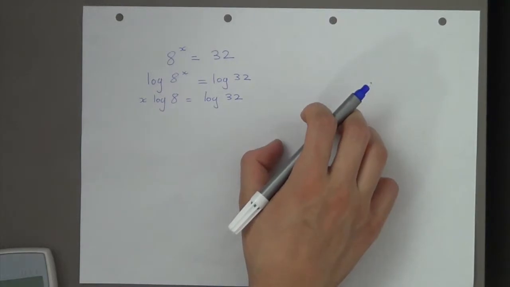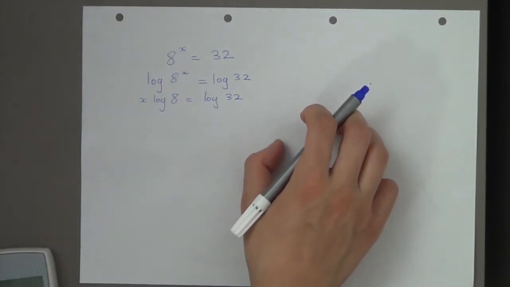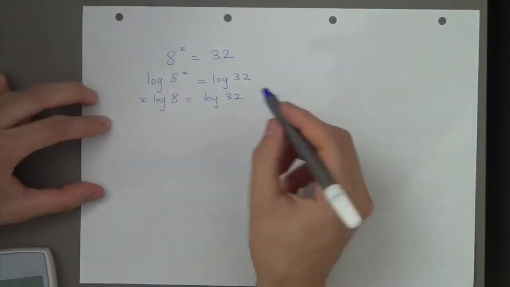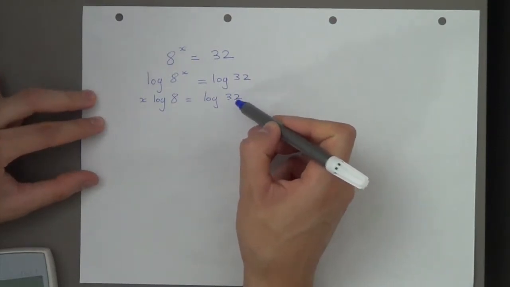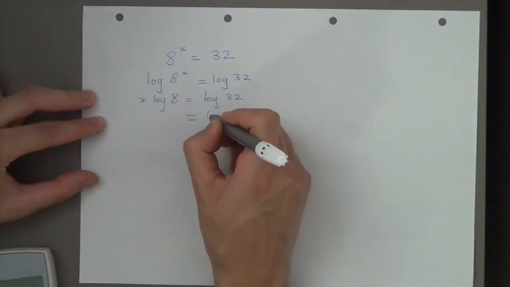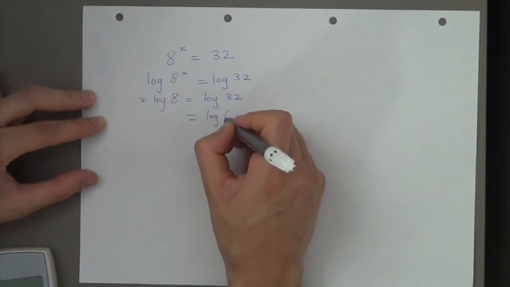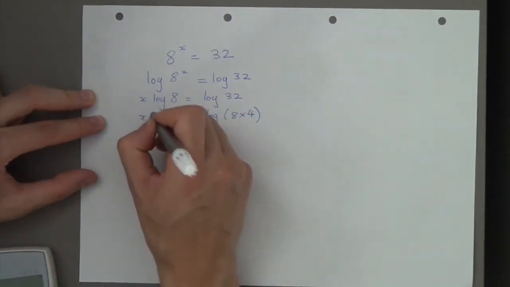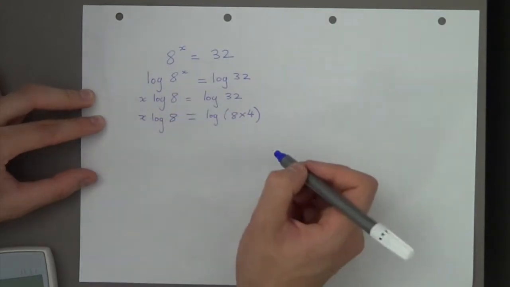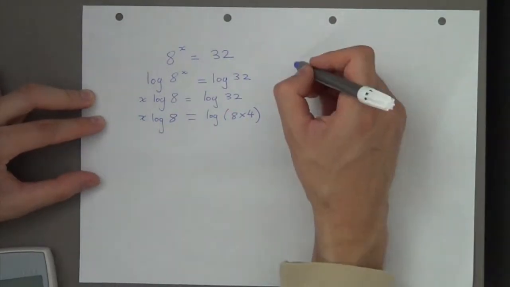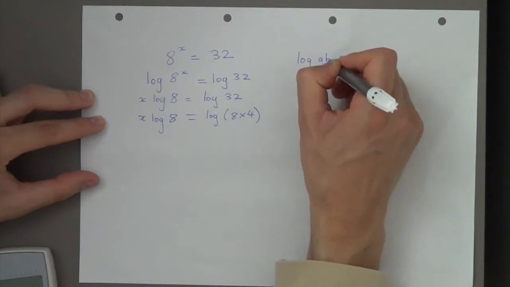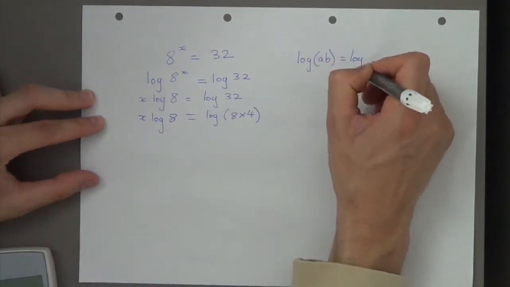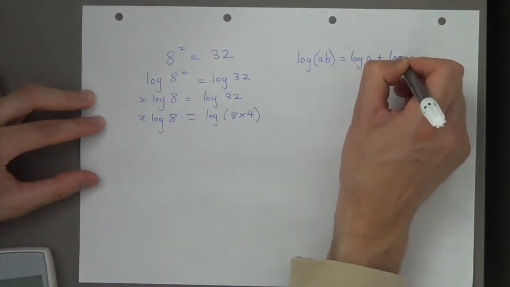Now, the next thing that we can do is, I can state that 32 is actually 8 times 4. So I can say now, log 32 equals log of 8 times 4. Okay, let's write this out again. Right, now there's another law which states that log AB equals log A plus log B.